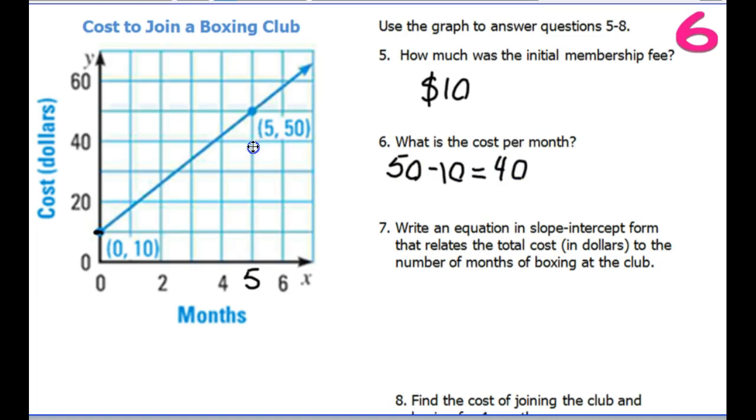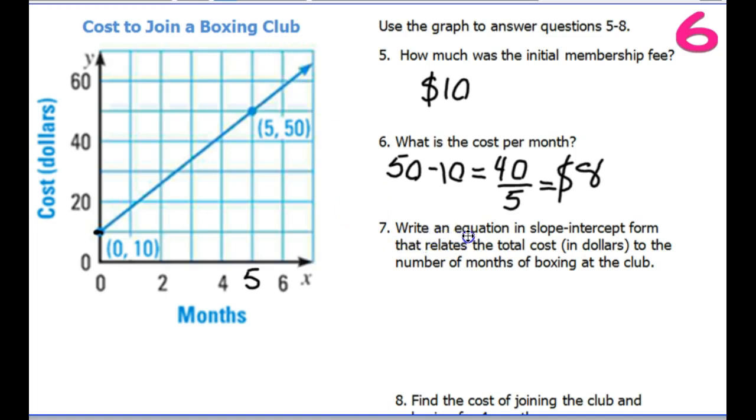So we need to figure out how much per month we spent in total. So then what we're going to do is 40 divided by 5, because that's how much we paid over 5 months. So if we do 40 divided by 5, well, that gives us 8. So every month we pay $8 to join this boxing club.